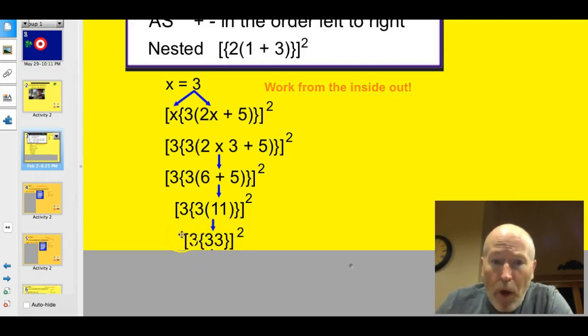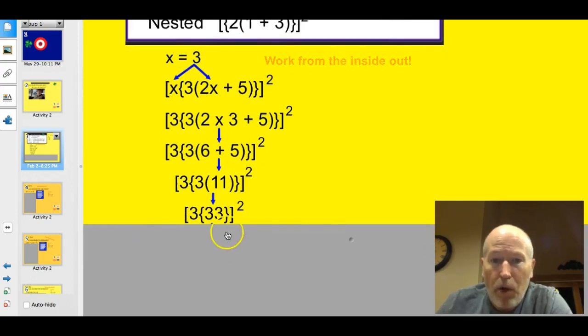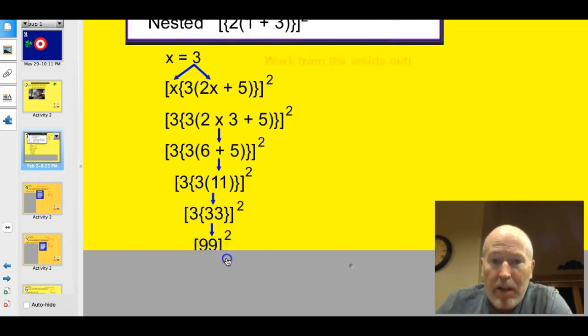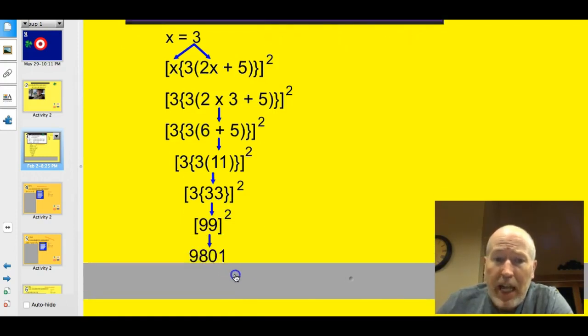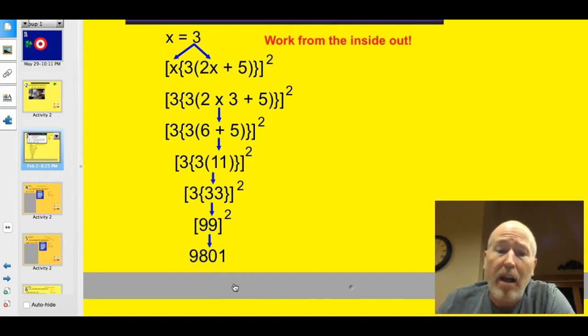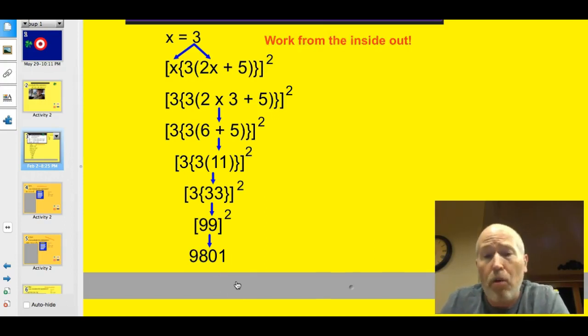Now we have one more set of brackets where we have 3 times 33 we have to take care of, working our way from the inside out. That gives us 99, but we still have that quantity or that value to square. So if you take 99 squared, it is 9,801. It looks really complicated, but if you work from the inside out and you follow the order of operations, you can do this.